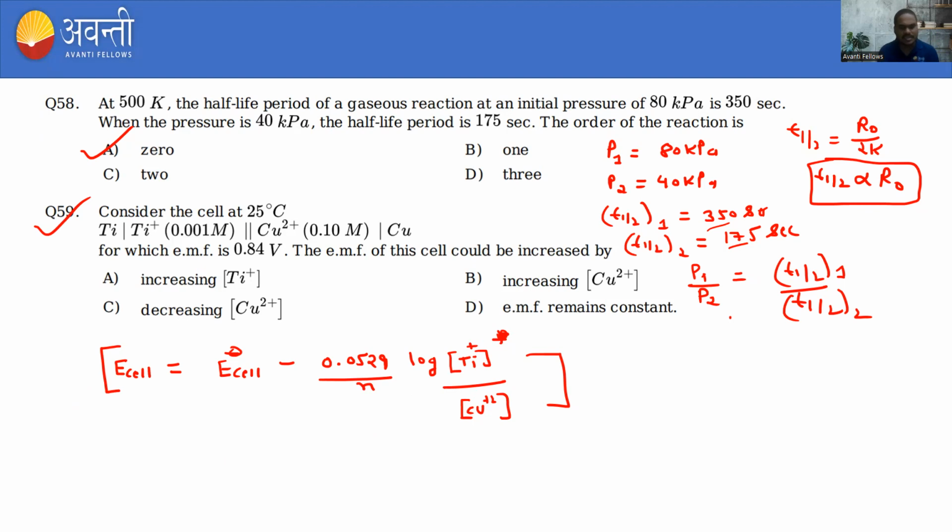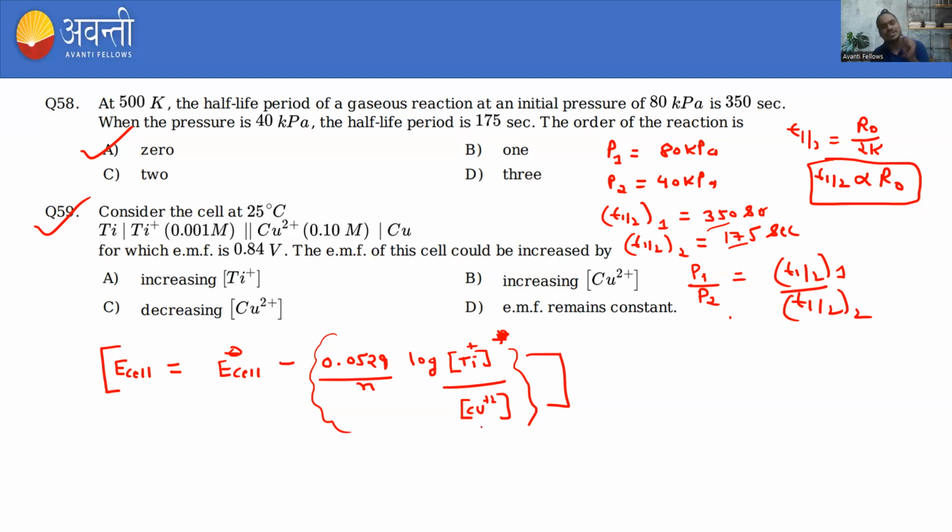Now, if you increase the concentration of copper 2 plus, this value becomes lesser. The ratio of titanium plus to copper plus 2 becomes lesser if you increase the value of copper 2 plus. So this whole quantity is negative, right? This whole negative quantity reduces, and when this reduces, definitely E cell will be increased, right? So we can say that increasing the concentration of copper 2 plus would increase the EMF of the cell, right? Because what happens if you increase the concentration of copper 2 plus?